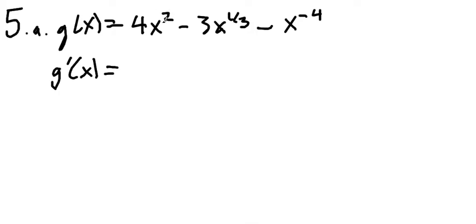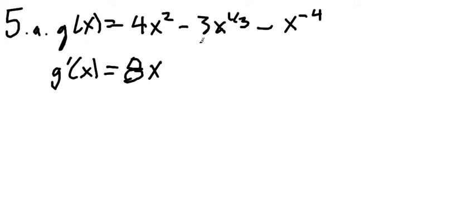So the power rule says bring the power down and then reduce it by 1. So the first guy, the derivative of x squared, is 2x to the first power, or just 2x. Since there's a 4 there, I multiply 4 against the derivative of x squared, and I get 8x.